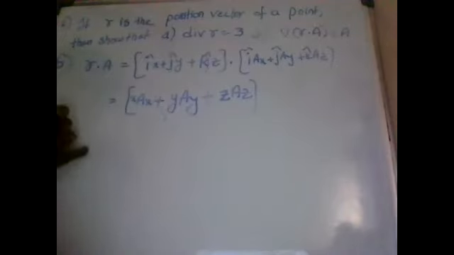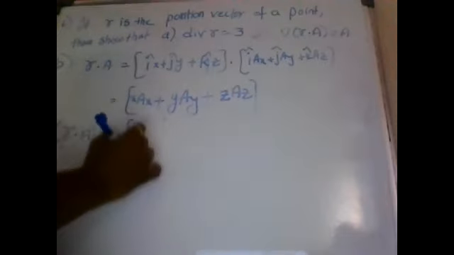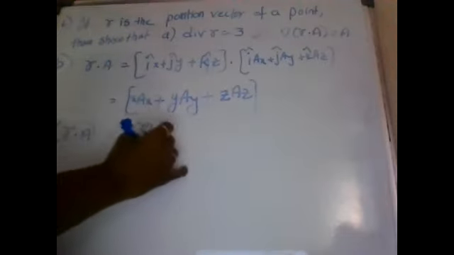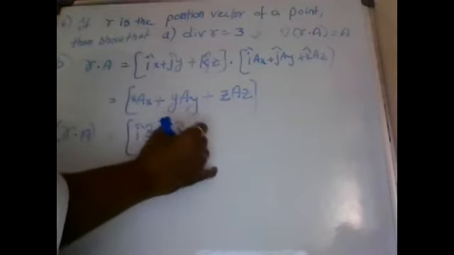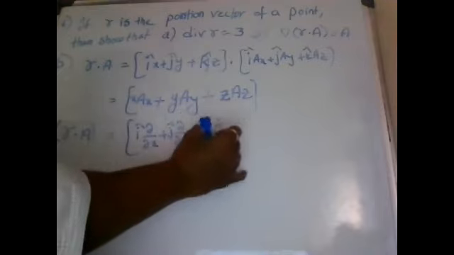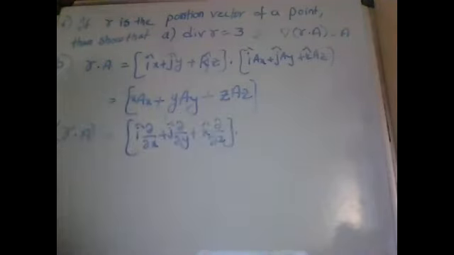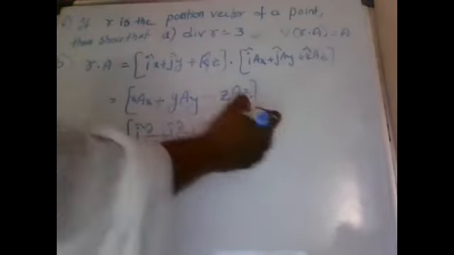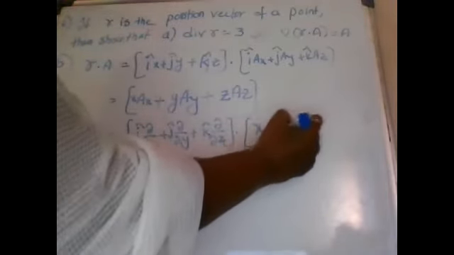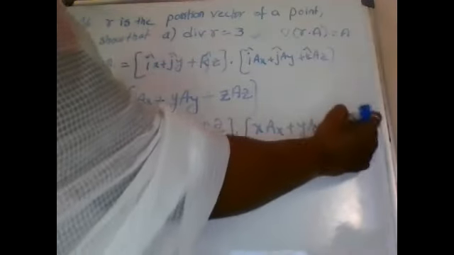After that, del of r dot a. This value is r dot a. So what is the del? i dou by dou x plus j dou by dou y plus k dou by dou z, into the r dot a value, which is x into a suffix x plus y into a suffix y plus z into a suffix z.